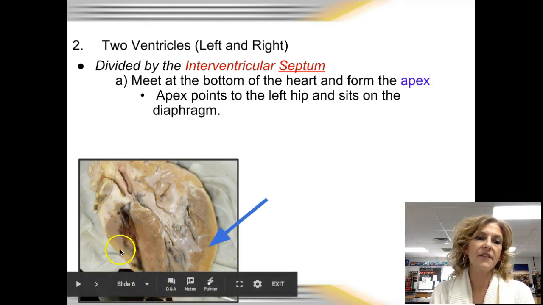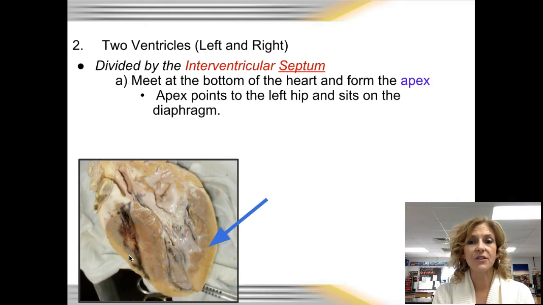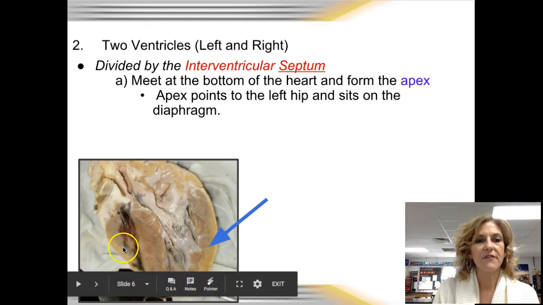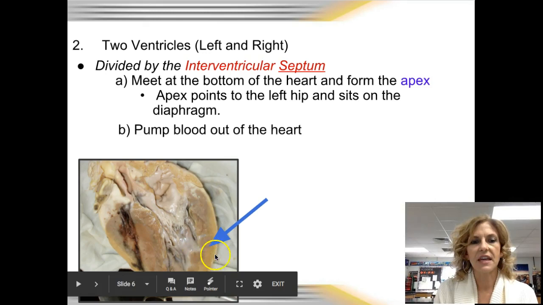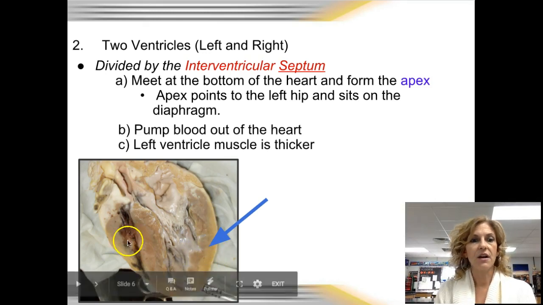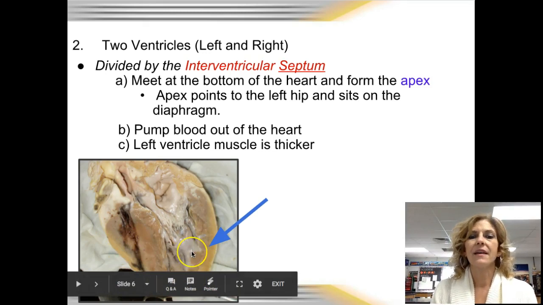You can see the right ventricle over here, so remember it's facing you, so it's going to be opposite. The right ventricle is quite small compared to the left ventricle, and also look at the thickness of the walls of the ventricles. The left is much thicker than the right. And that should make sense if you think about it.